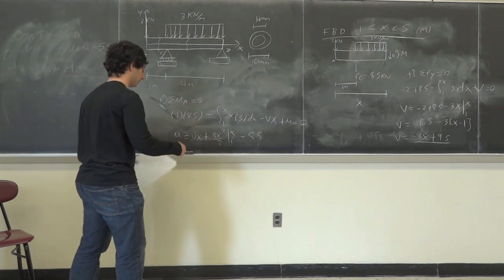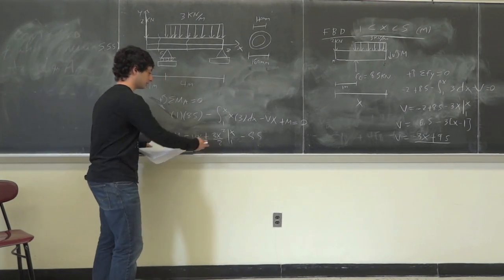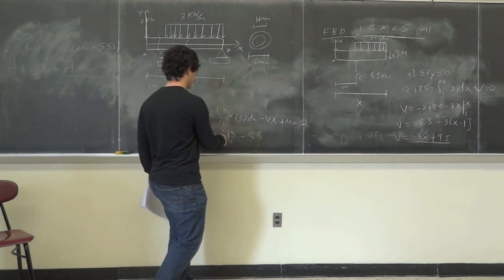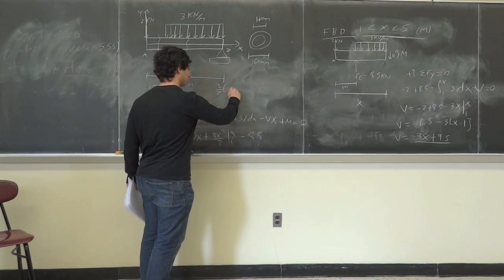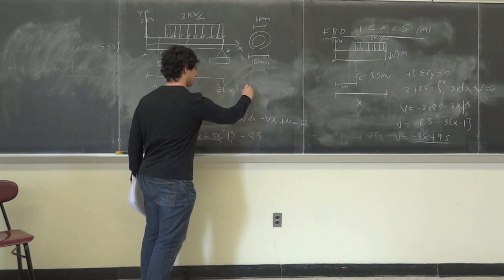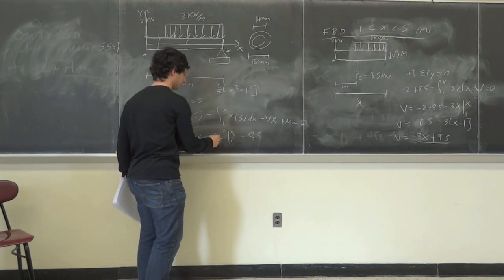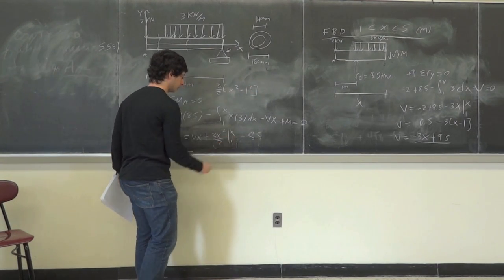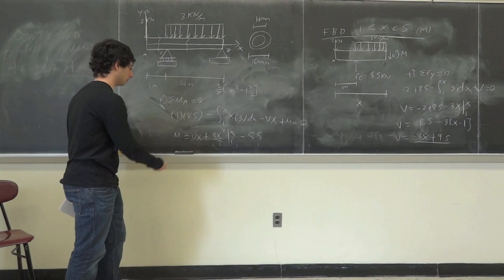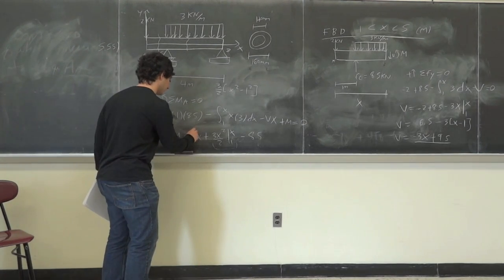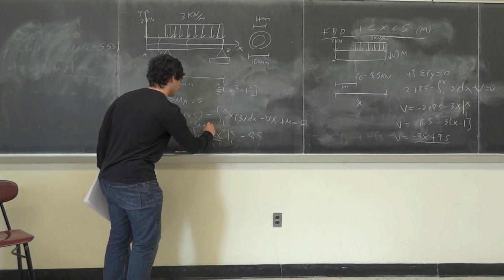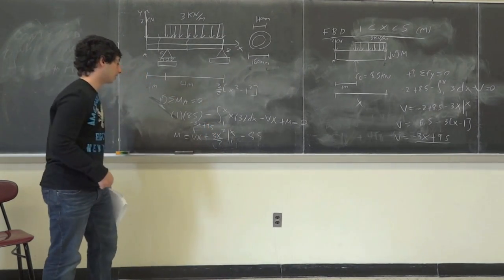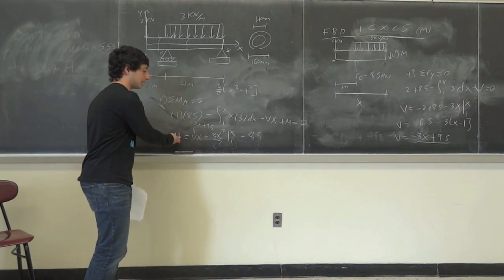So let me give you the final result. You guys know how to evaluate this integral. This term over here is just 3 over 2 times x squared minus 1 squared. That's this term over here. And we can substitute for v. V is equal to minus 3x plus 9.5. Okay? So you're going to get a bending moment.